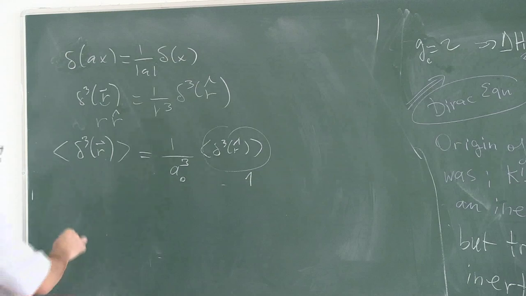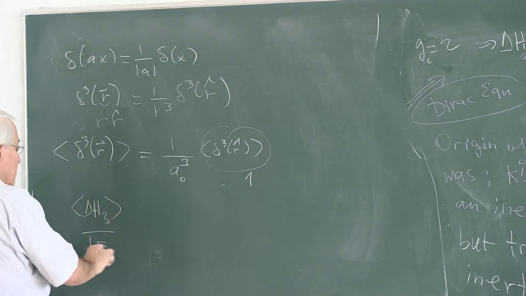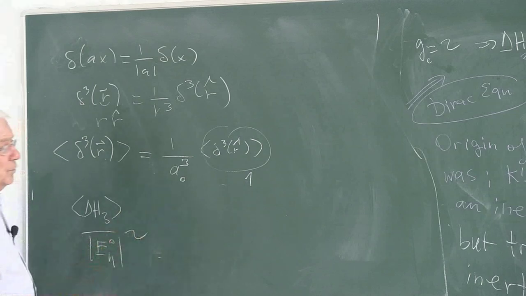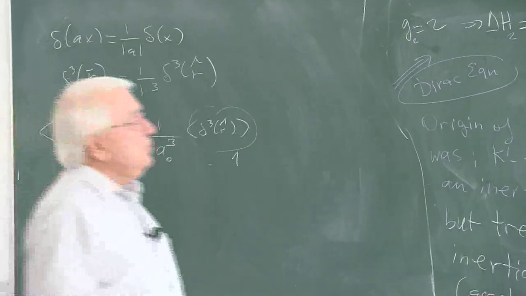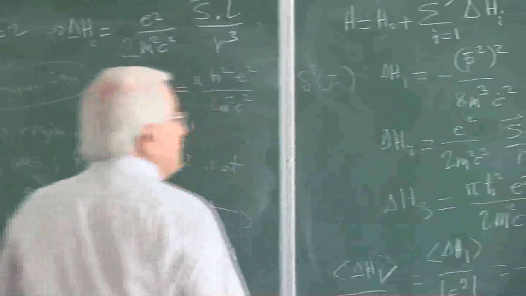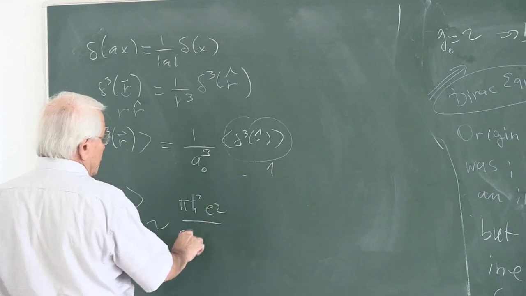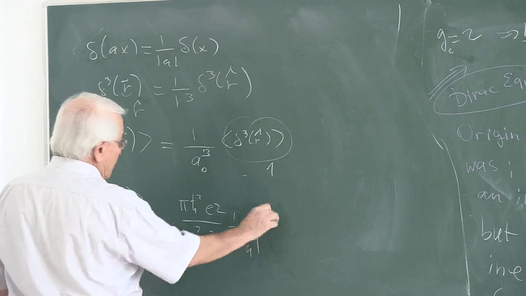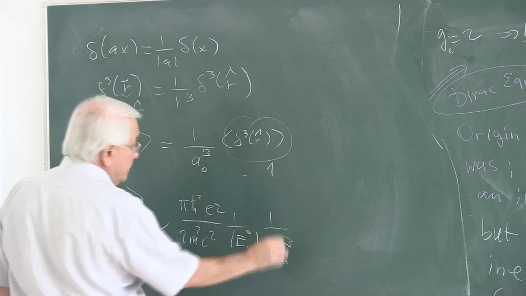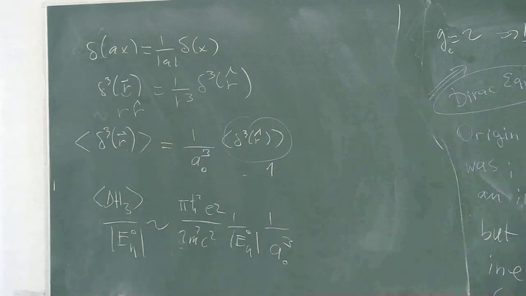So then delta H3 divided by the EN0 is going to be, because now I put the approximation, because these are order of magnitude estimations, everything is to be taken on that level, pi h bar squared e squared divided by 2m squared c squared times 1 over EN0 times 1 over a0 cubed, right? It is coming from that Dirac delta.